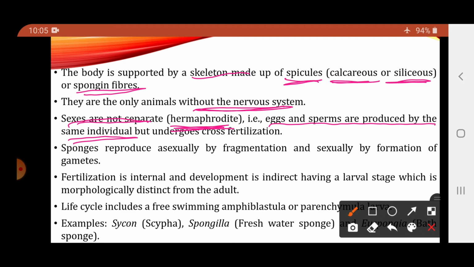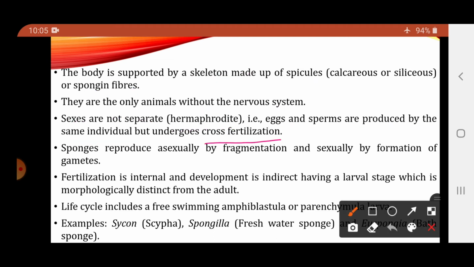But very important thing here is they undergo cross fertilization. इसका मीनिंग ये है कि बॉडी में एग्स और स्पर्म्स तो बनते हैं, लेकिन सेम बॉडी के एग्स और स्पर्म के बीच में फर्टिलाइजेशन नहीं होगा, क्रॉस फर्टिलाइजेशन होता है. स्पॉन्जेस, दे रिप्रोड्यूस एसेक्सुअली बाय फ्रेगमेंटेशन and sexually by the formation of the gametes. So they may undergo asexual reproduction by fragmentation and sexual reproduction के लिए तो gametes बनेंगे.